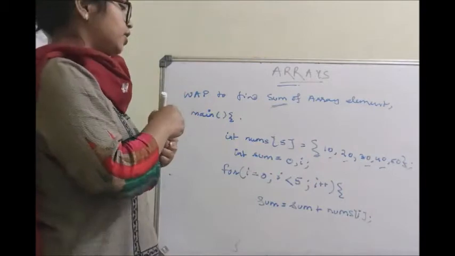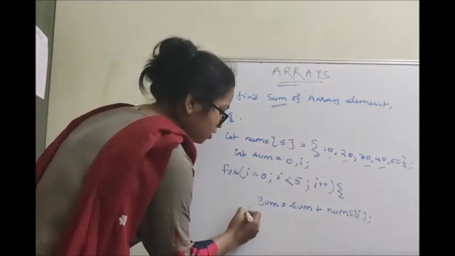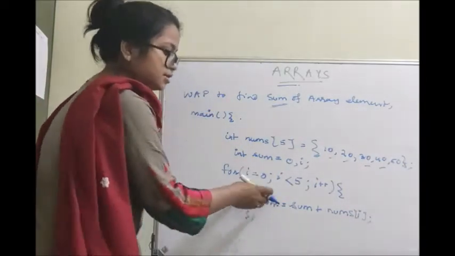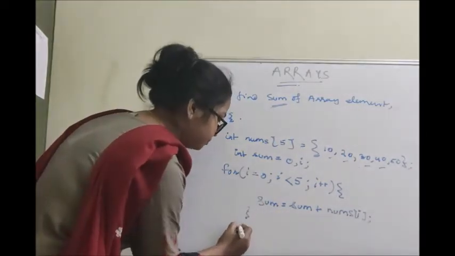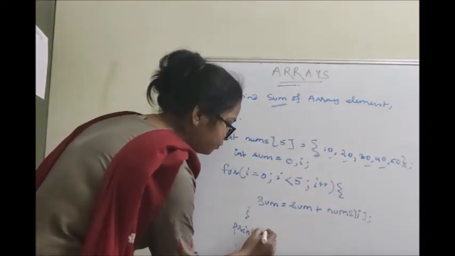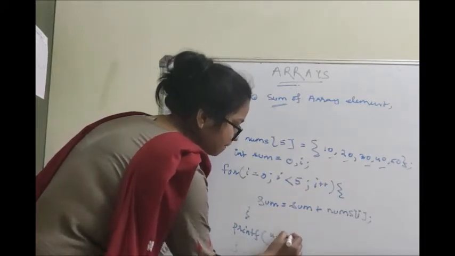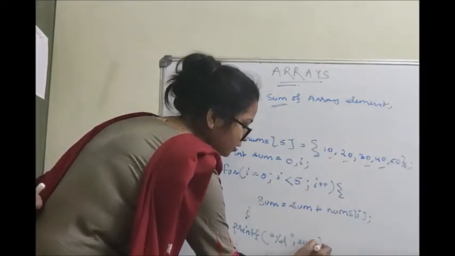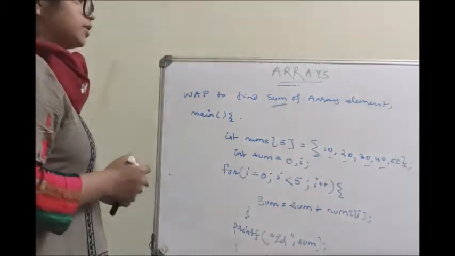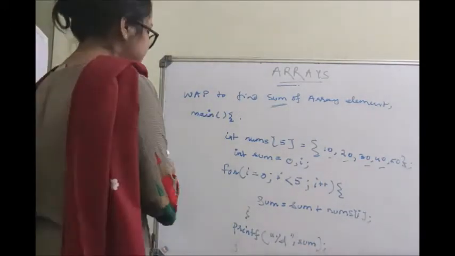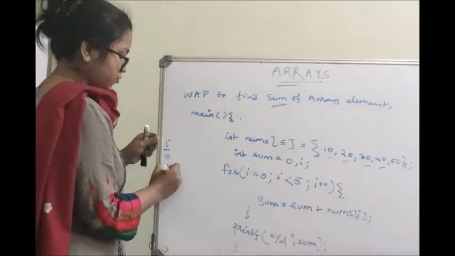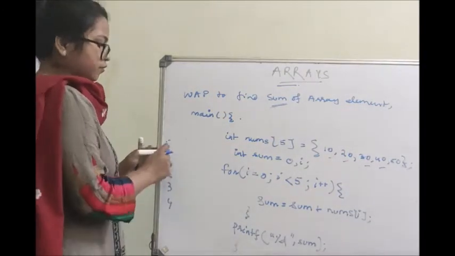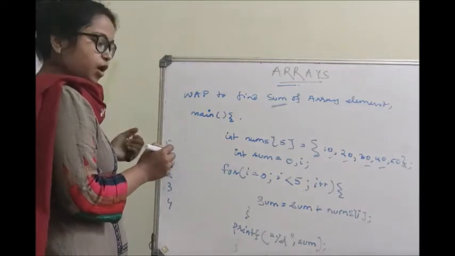Now finally, after this loop, the sum is ready. We just have to print it. printf %d sum. That's our result. So what will be the result printed? Let me just show you how it works in each iteration. i is 0, 1, 2, 3, 4. When i equal to 0, sum is what?